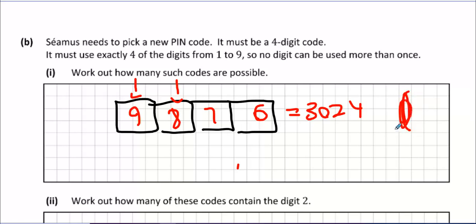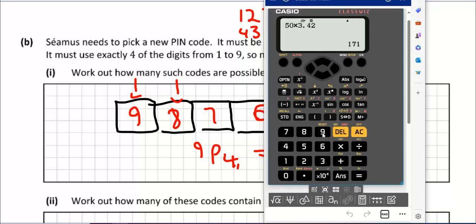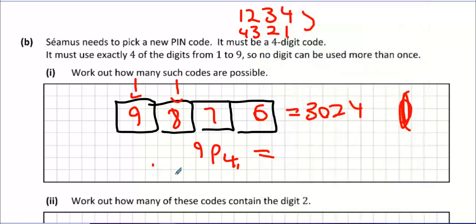What happens? It's permutations, isn't it? Which means a code of 1, 2, 3, 4 is different than a code of 4, 3, 2, 1. Would you agree there are two different codes? So I could have used 9, pick 4. Try that on your calculator. 9, shift, pick 4. 3024? Oh, same answer either way, yeah?